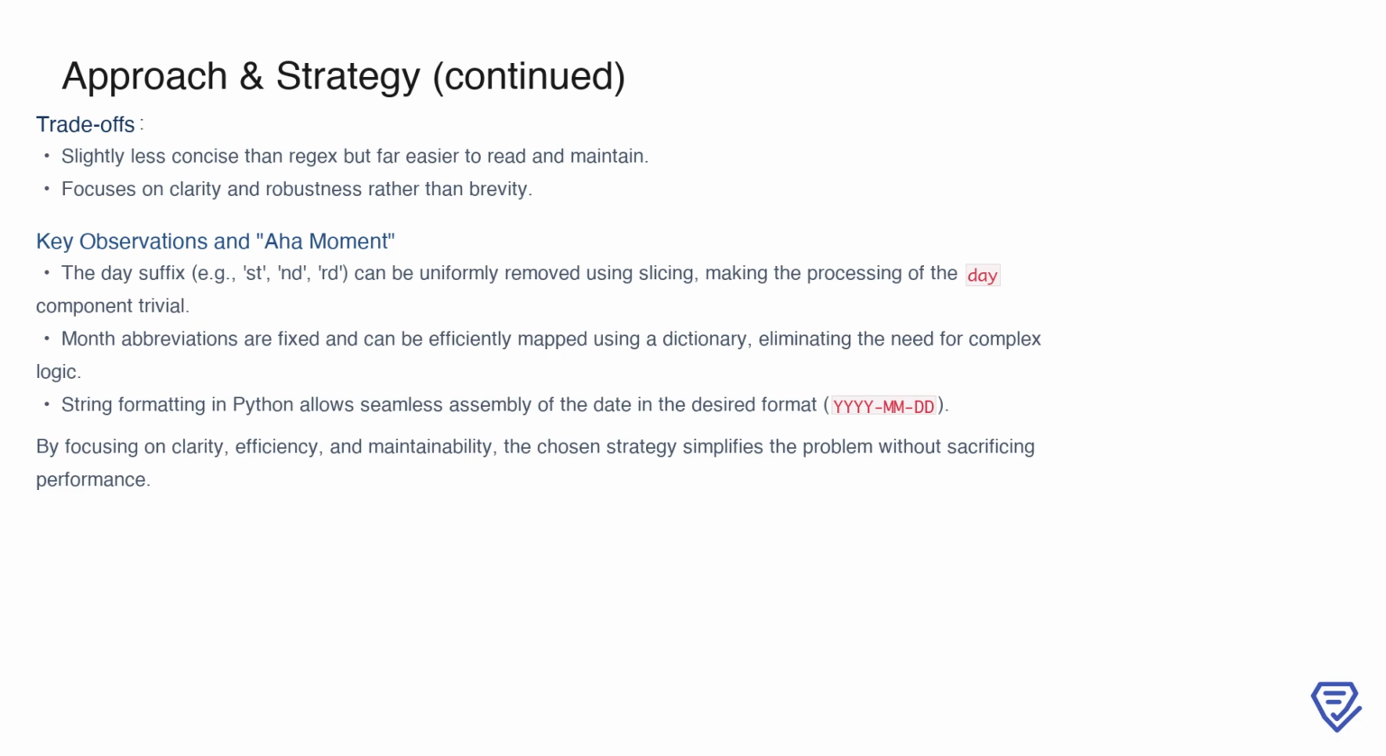A few key observations make this method especially effective. First, the day suffix, such as st or nd, can be consistently removed using slicing, simplifying the processing of the day component. Second, since month abbreviations are fixed, they can be efficiently mapped using a dictionary, avoiding any need for complex logic. Finally, Python string formatting capabilities allow us to seamlessly assemble the date into the desired YYYYMMDD format. These insights, or aha moments, highlight how a thoughtful approach can simplify the problem while balancing performance and maintainability.